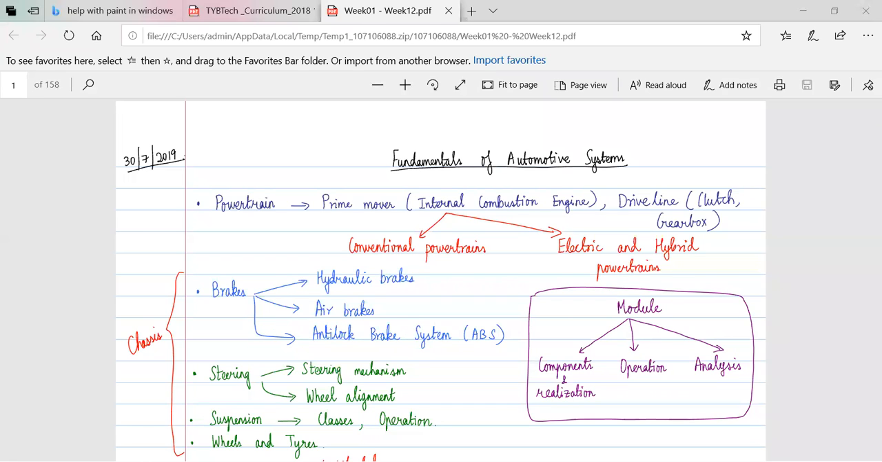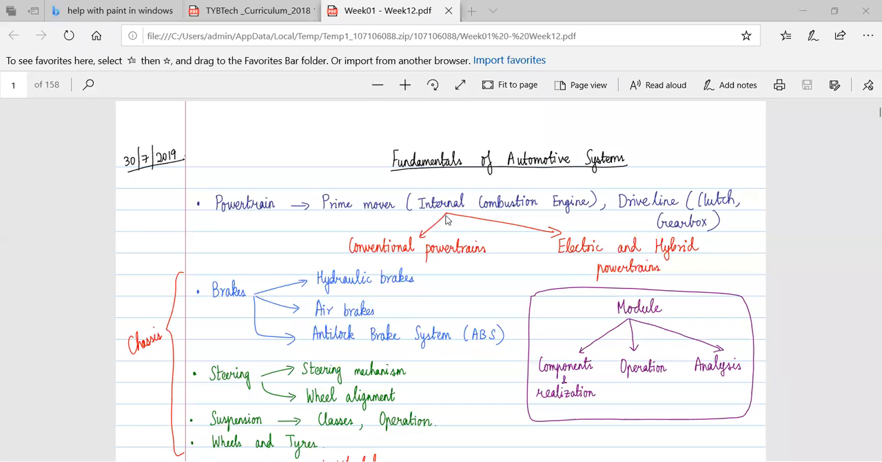Slide is visible, right? Yes, sir. Okay, okay. Sorry.